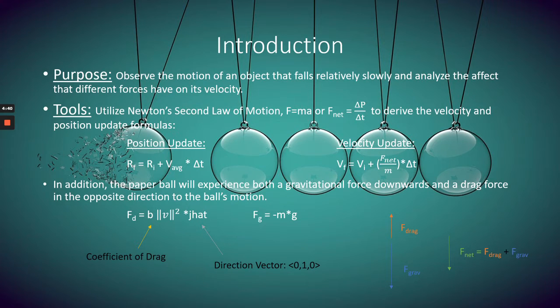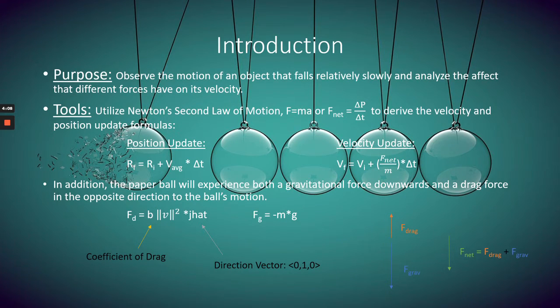Utilizing Newton's second law, also known as the momentum principle, or change in momentum over change in time, the position and velocity update formulas can be derived. To incorporate the different forces acting on the paper ball, the formula is F_d equals b times the magnitude of velocity squared times j hat, and the force of gravity equals negative m times g will be used. b is the coefficient of drag, and j hat is the direction vector that points opposite of the force of gravity.